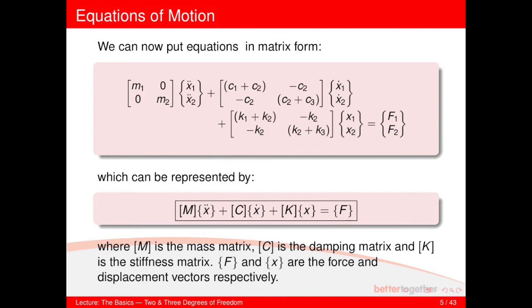This can be represented by this method, where big M in square brackets is the mass matrix, C in square brackets is the damping matrix, and K in square brackets is the stiffness matrix. F in curly braces is the force being applied, and x in curly braces, x dot and x double dot represent the displacement, velocity and acceleration respectively. This will always be the case for a linear system. If your system is linear, you should be able to write it in this form, where you have a mass matrix, a damping matrix, and a stiffness matrix.